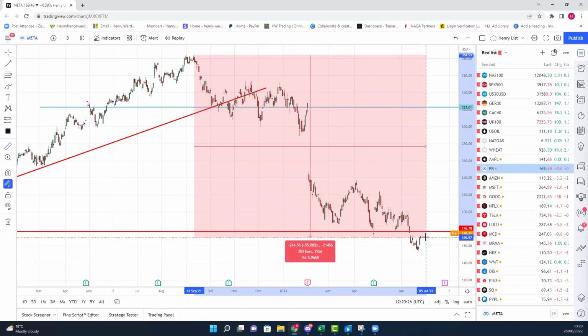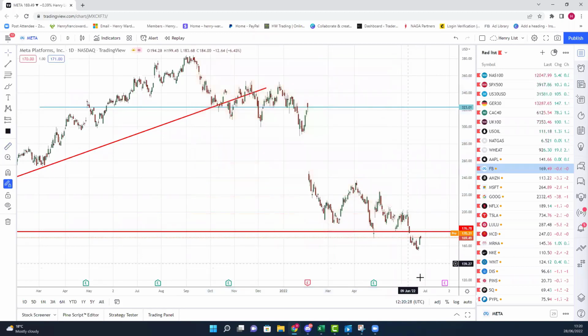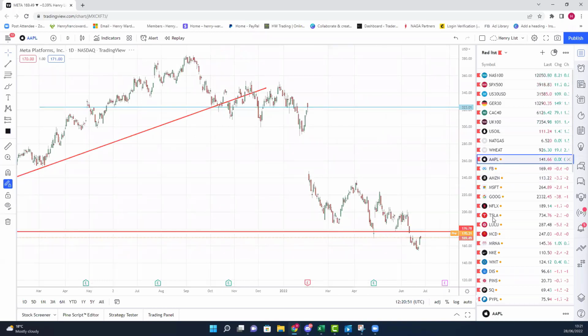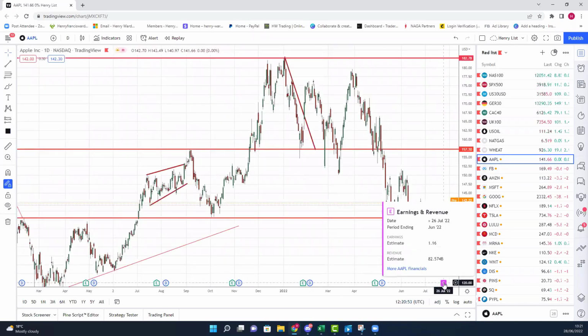It'll be interesting to see what happens in the earnings. Are we better off waiting for the earnings to come out before we invest? Or do we invest before the earnings come up? So in one month's time, we will have the earnings come out on the likes of Facebook, Apple as well. Earnings is on the 22nd.